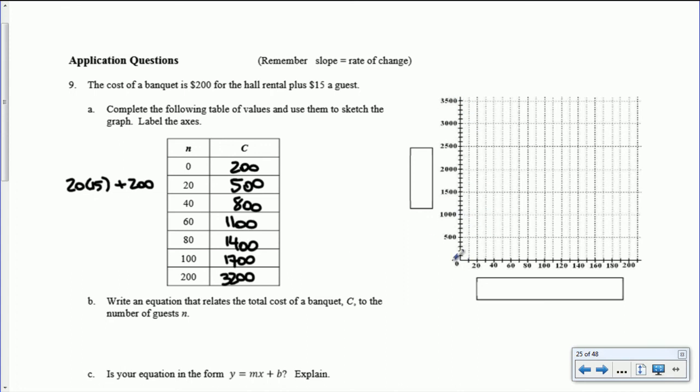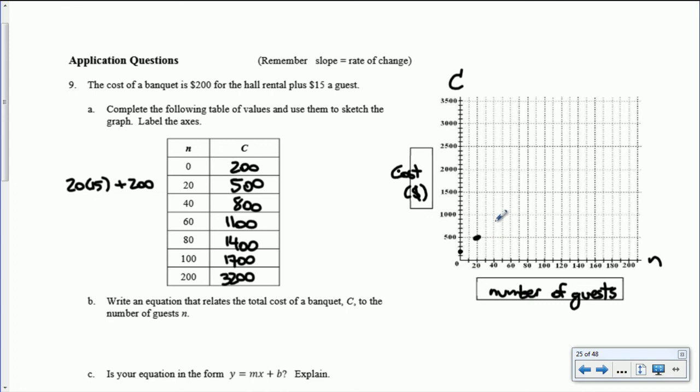Looks like we've already got our axes nicely labeled here. Number of guests is along the bottom here. Number of guests. This will be the cost in dollars. So 0 guests, $200. Put a point there. 20 guests, $500.